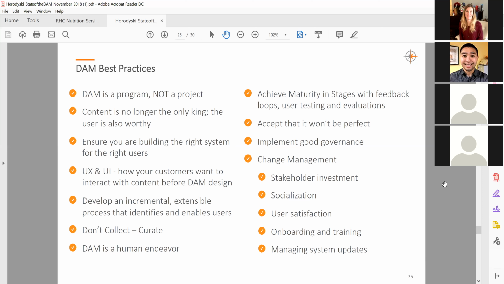So give it a fun name. Find a name within your company, whatever makes sense for you, but give it a fun name. Don't just call it DAM. That seems rather boring. Give it something fun. Make it meaningful to the people in your organization.